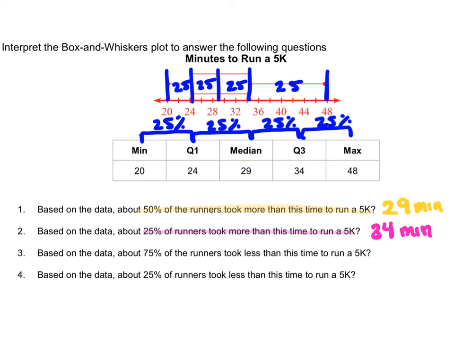For the next example, it says, based on the data, about 75% of the runners took less than this time to run a 5K. Since it's less than, I want to come from the left, because less than everything is on the left side, and we want to cover 3 of the 25th percentiles. So I'm going to go through 1, 2, 3. If I start at 34 and went to the left, I would go through 3 of them. Same thing, starting at the left, I want to go through 1, 2, 3 of them. So your time would be 34 minutes.